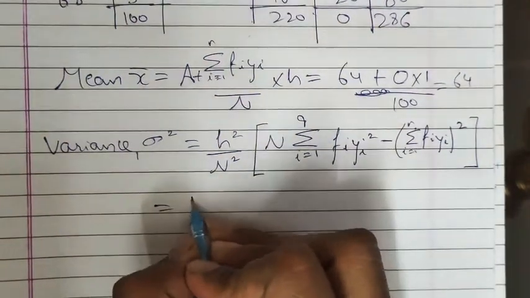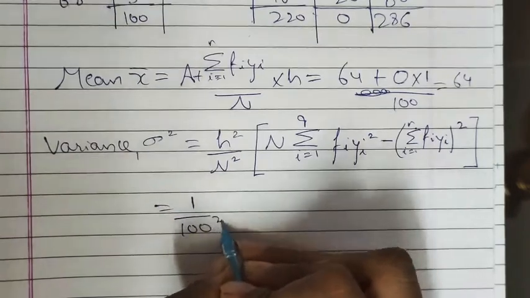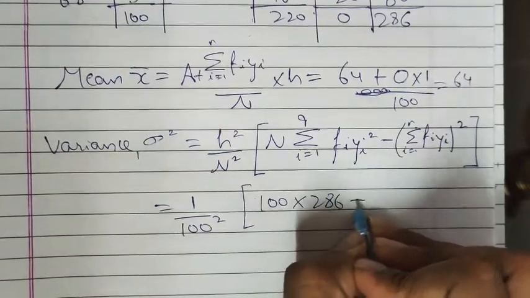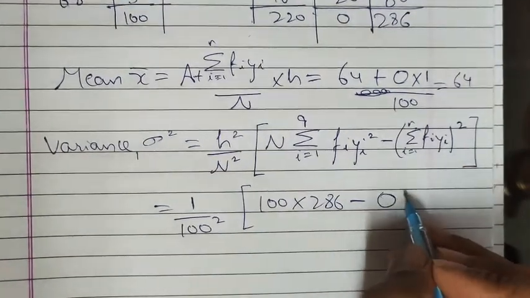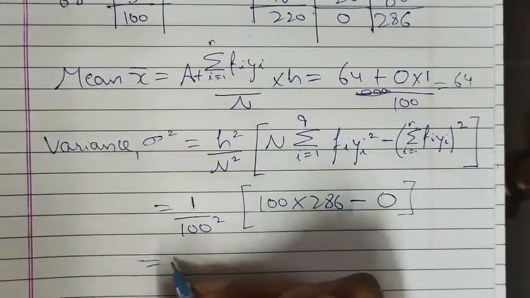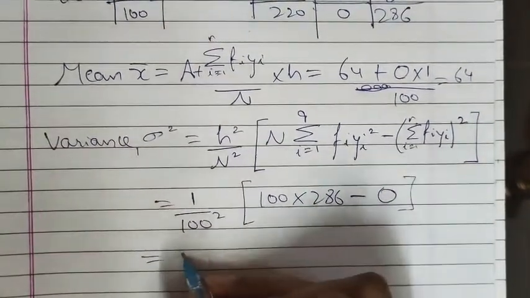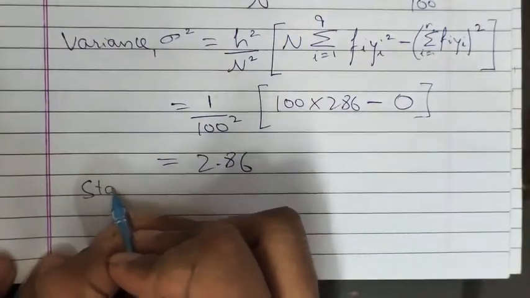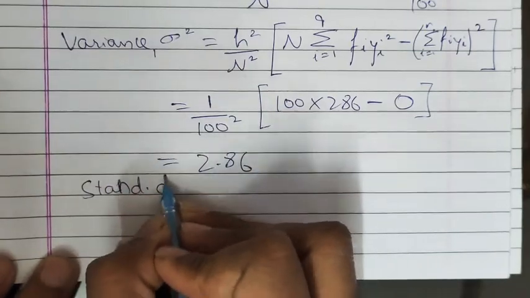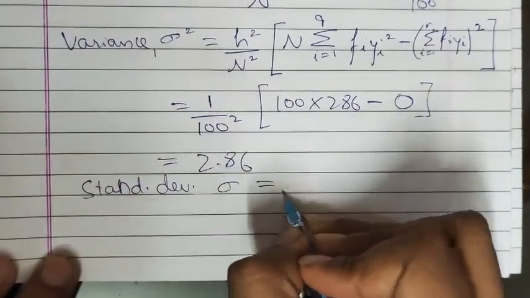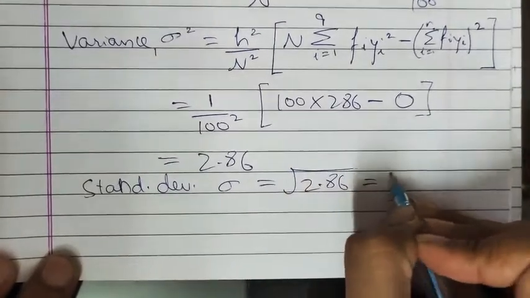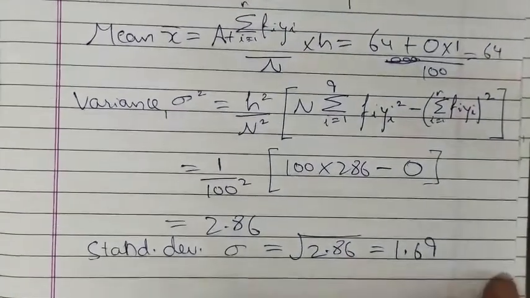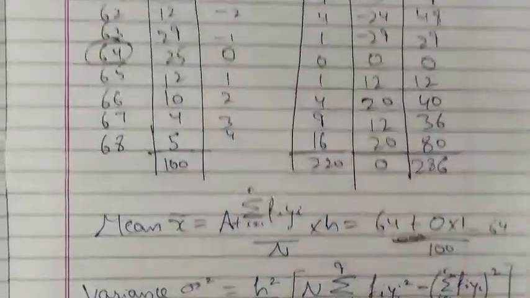So h square is 1 square is 1, n is 100, so n square is 100 square, 100 number of terms, 100 multiplied by 286 minus this is 0, right? So 0 square is 0 itself, so when we'll solve it, it will be 2.86, right? So variance is 2.86, so standard deviation is the square root of variance. Standard deviation sigma is equal to square root of 2.86, which is 1.69. Standard deviation is 1.69, variance is 2.86, and mean is 64. Just pause the video and note down.